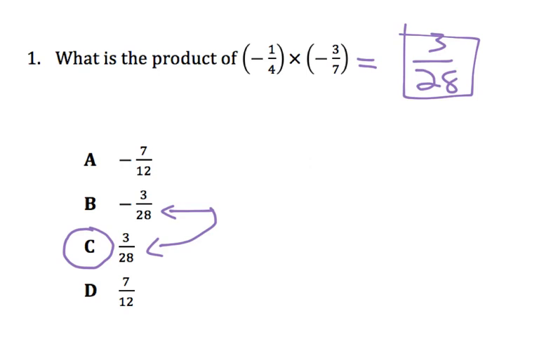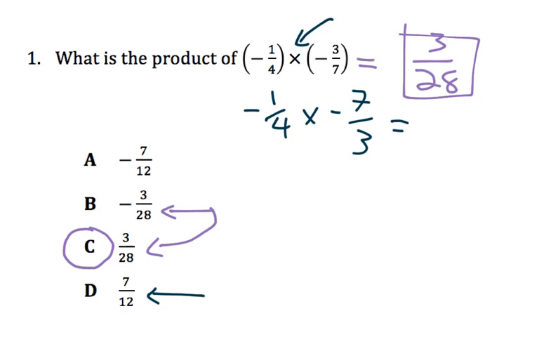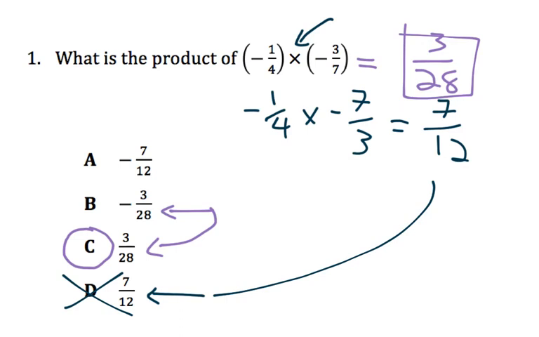The other mistake they're trying to catch kids with is this answer. And if you got that, you probably saw this and you were like, oh, I'm going to do keep, change, flip without thinking it's already multiplication. So if you did this, which is incorrect, you would get this. And then you multiply across, you would get this. So that's how you would get this incorrect answer, which is wrong. So the answer is C. Don't let them trick you.